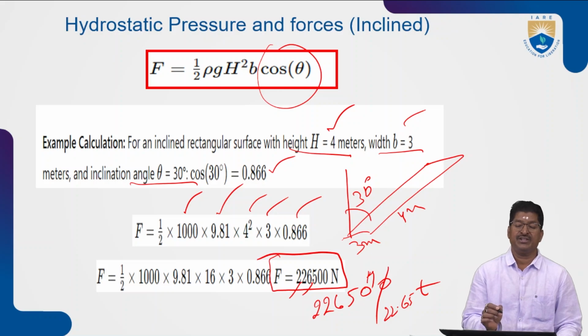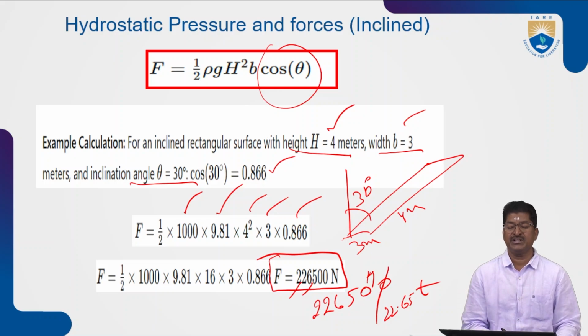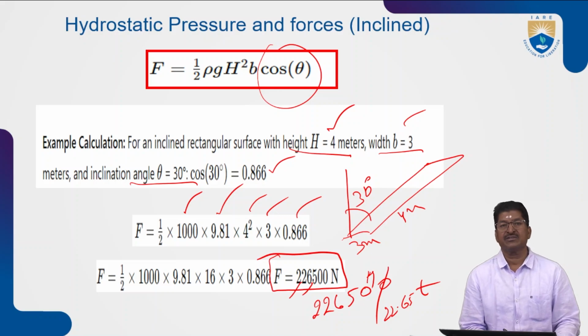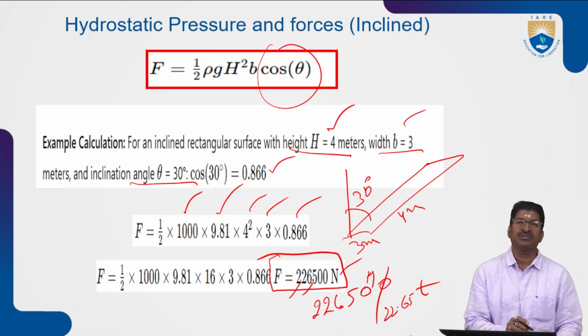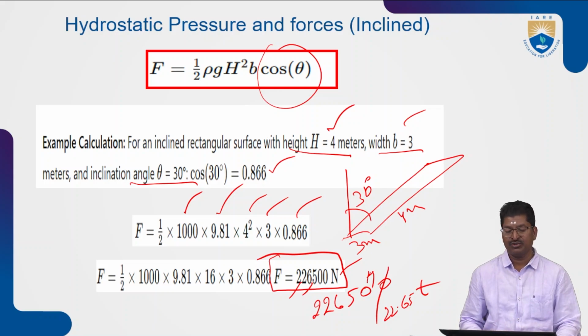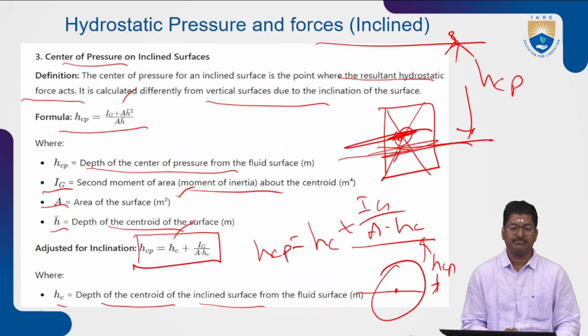An example is given. The inclined surface height is 4 meters, width is 3 meters, and the angle is 30 degrees. Then the force exerted by a fluid onto the inclined surface is half rho g H squared b cos theta, so we will get it in tens of kilonewtons. Rho is 1000, acceleration due to gravity is 9.81, H is 4, width is b, and cos theta is 0.866. So it will become about 22 tons of force exerted by the fluid onto the inclined surface under these conditions.